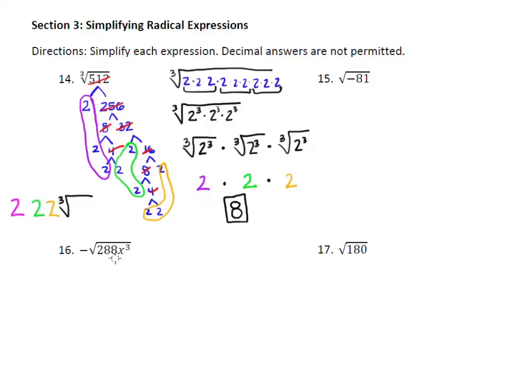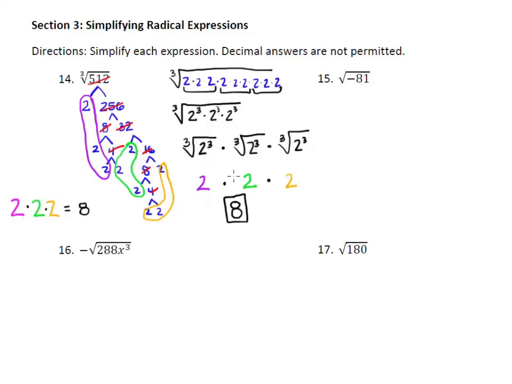If there was stuff left over, which there will be on some other problems, I would write them inside the cubic root, but there's not here. So I don't actually need that. And my answer is simply 2 times 2 times 2, which is 8. Same thing we got over here doing it the long way.